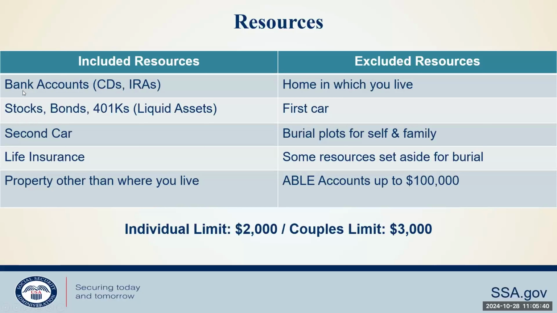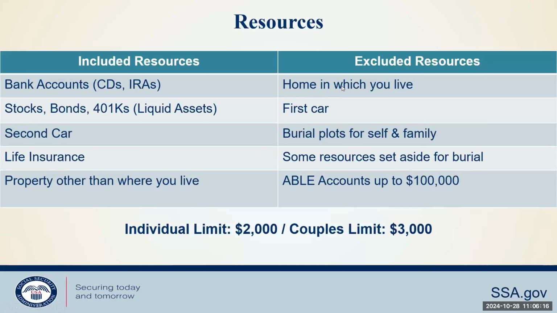What we would count as a resource would be your standard bank accounts, your stocks and bonds, multiple cars. We exclude the highest valued car you have, and then we look at the value of the other cars to determine if you're above the resource limit. A life insurance policy, if it's term, doesn't count because there's no cash surrender value. But if it's a whole life policy that does have that cash surrender value attached to it, we will count life insurance. And non-home property other than where you live, we'll count that.